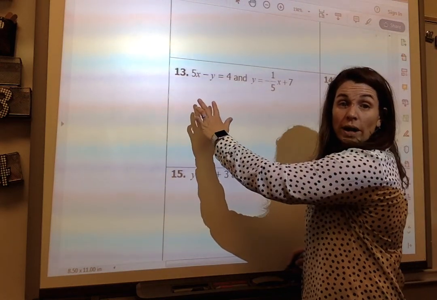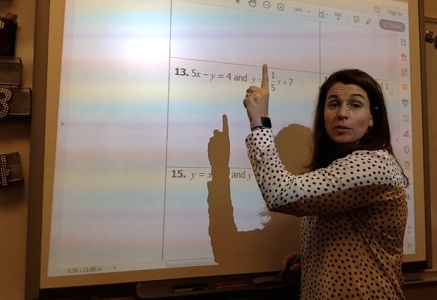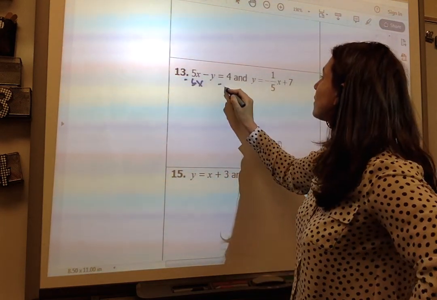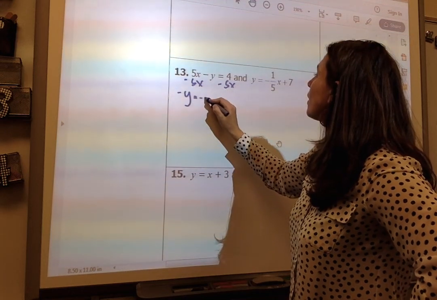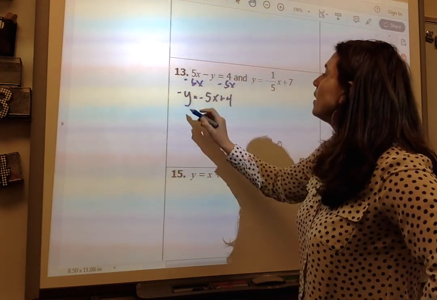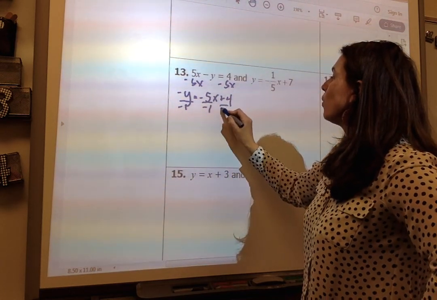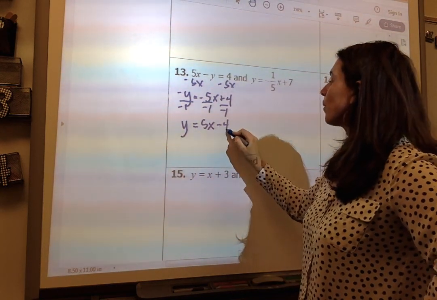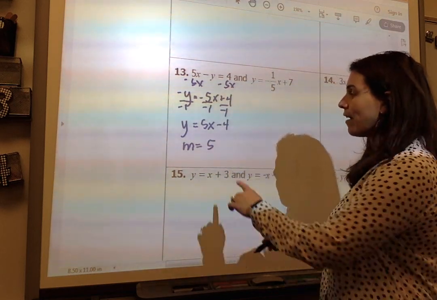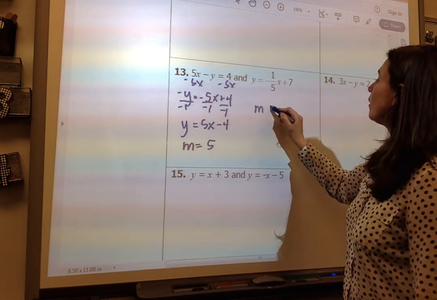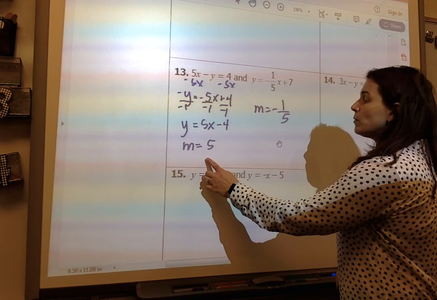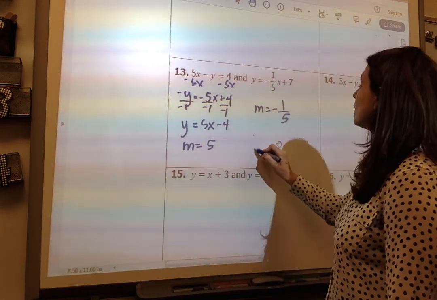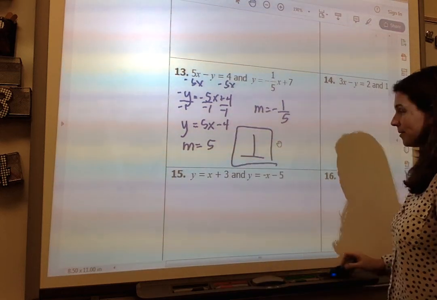13 is not in y equals mx plus b form. So that's the first thing I'm going to do. I need to find my slope here. So now I'm going to find it. I'm going to subtract 5x on both sides. I get negative y equals negative 5x plus 4. I divide everything by a negative 1 to change that sign. So now I have y equals 5x minus 4. So my slope here is 5. And my slope here is negative 1/5. This one's positive, this one's negative, and they're negative reciprocals, so these are perpendicular lines.